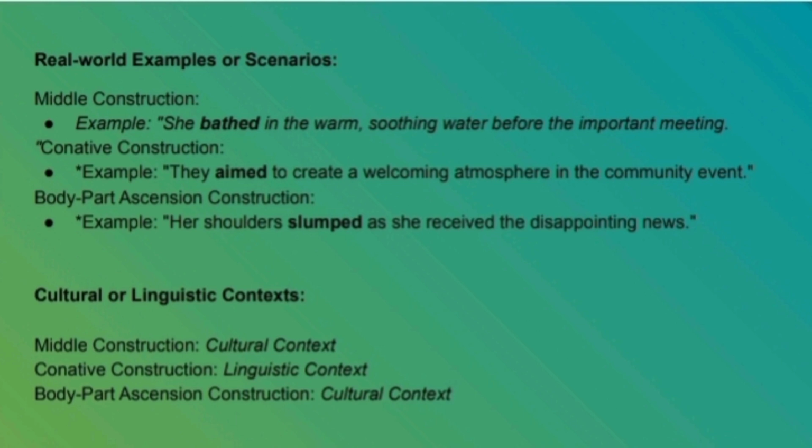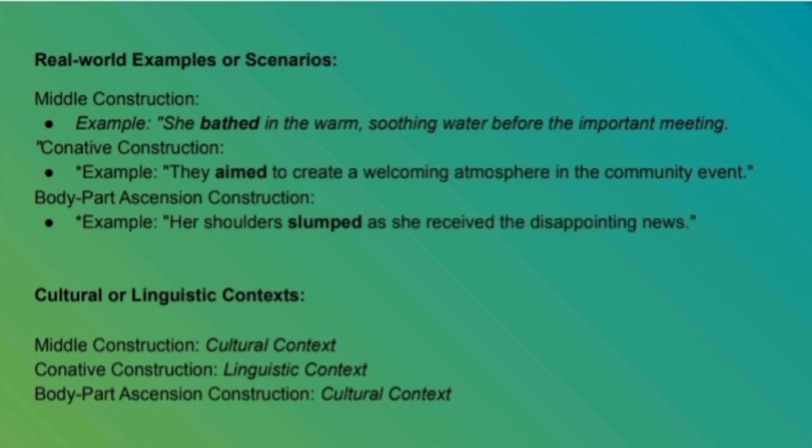And the third one, body part ascension construction. Example sentence: her shoulders slumped as she received the disappointing news. Body part ascension is frequently employed to depict changes in emotional states, like slumping shoulders conveying a sense of disappointment. And we have here the cultural or linguistic context. The first one, middle construction, cultural context. In some cultures, the emphasis on personal care and grooming may influence the frequency of using middle construction when describing daily activities related to self-care.